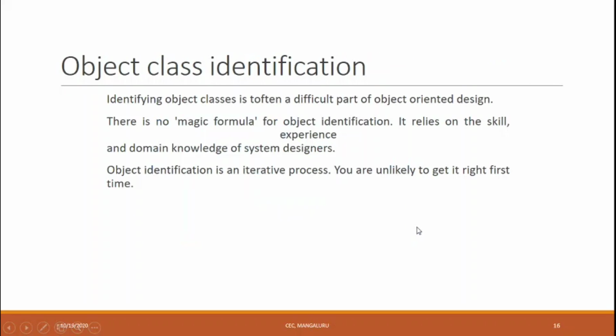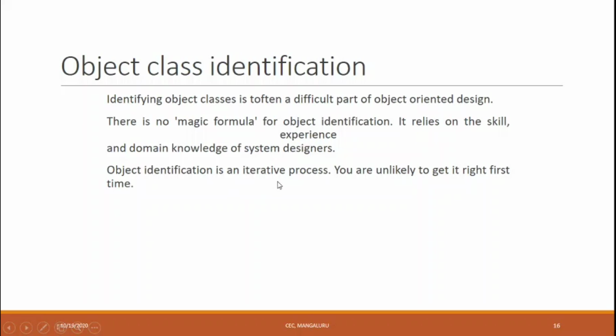Object class identification is often a different part of the object-oriented design. There is no magic formula for object identification. There is no magic formula. You can give the name of the object as you wish, based on the domain knowledge of the system designer.